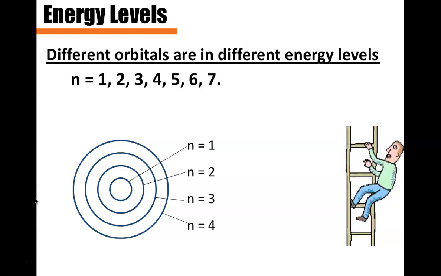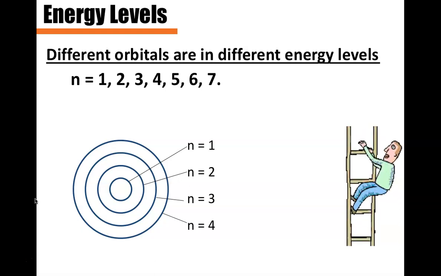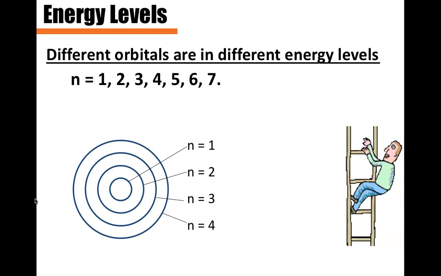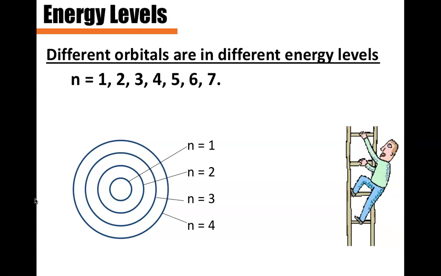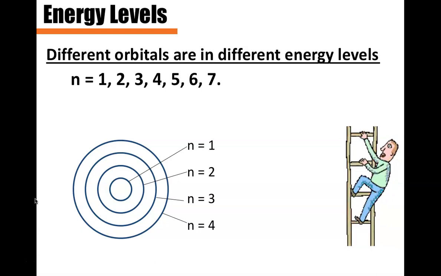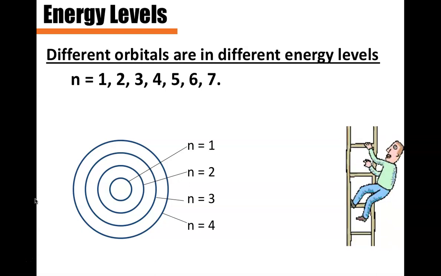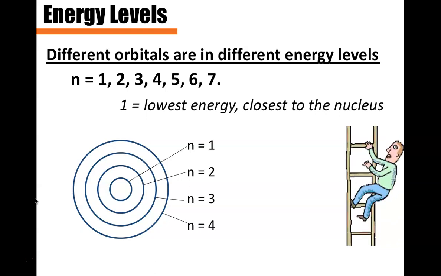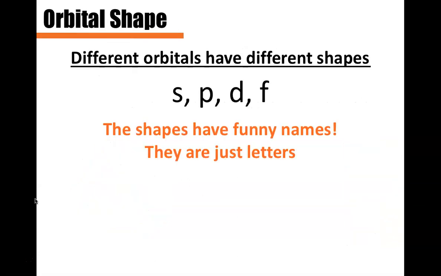So again, 1 through 7, because currently there are only 7 periods or 7 rows on the periodic table. Theoretically, if we get to element 119, that would be n equals 8, if we ever get there. 1 is the lowest, closest to the nucleus, and so forth.